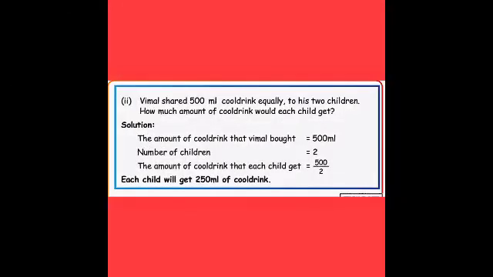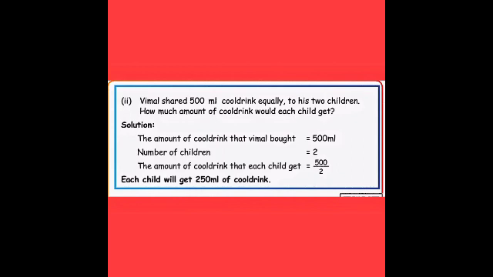The question is, Vimal shared 500 ml cool drinks equally to his 2 children. How much cool drink would each child get? Vimal is a father. He is having 2 children, but he is having only 500 ml of cool drinks. He wants to give equally to both the children. So equally we have to divide. Divide means we want to use the division. So first we should write the solution part.